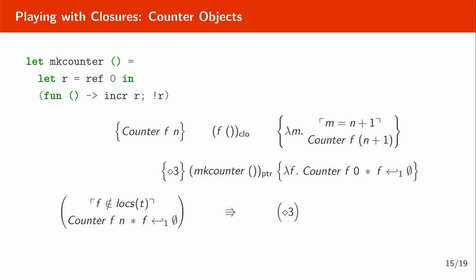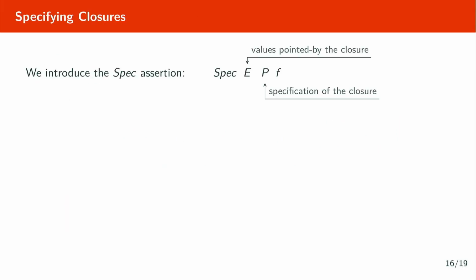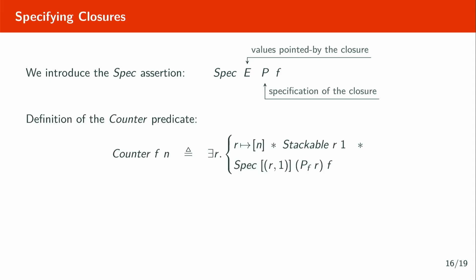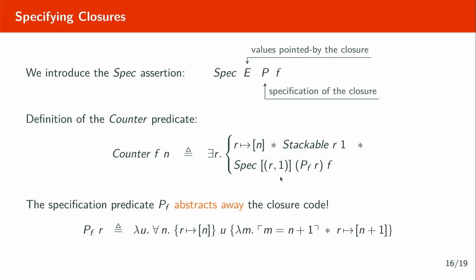And let me show you how we define this counter predicate pretty easily. We introduce a spec assertion to specify the closures. This assertion is parameterized by the environment of the closure and the values pointed to by the closure, then the specification of the closure and the closure location. Then to define the counter predicate, we just say that there exists a reference R pointing to the current value of the counter. R does not occur in the evaluation context, and F satisfies a specification, and R is fully pointed to by the closure block F. Notice here that the specification predicate abstracts away the closure code. We do not reveal how the closure is implemented, only its behavior.